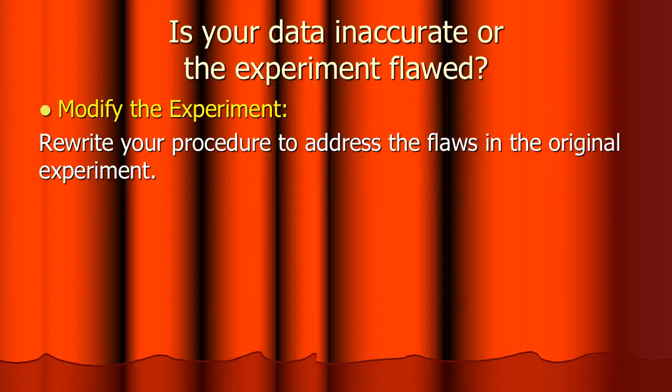Is your data inaccurate, or is the experiment flawed? If so, you're going to have to modify the experiment. If you're measuring how tall you are and you come up with something like 10 miles, you may have miscalculated somewhere, and you should probably go back and check that. So you're going to rewrite your procedure to address the flaws in the original experiment.